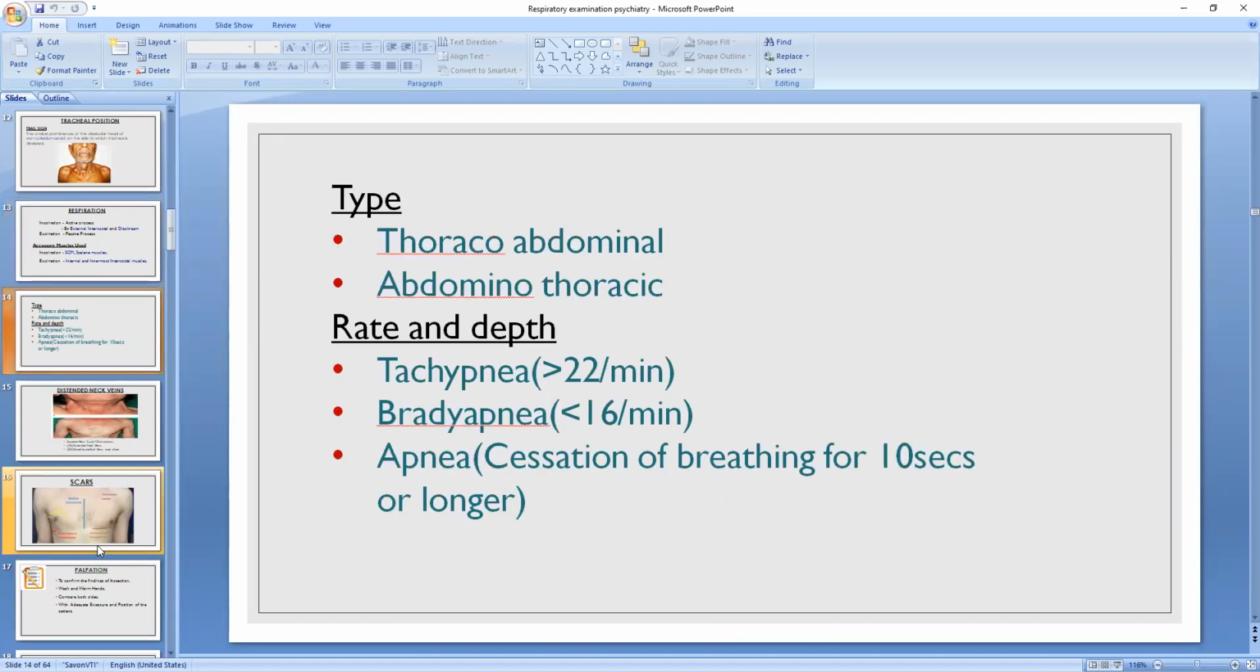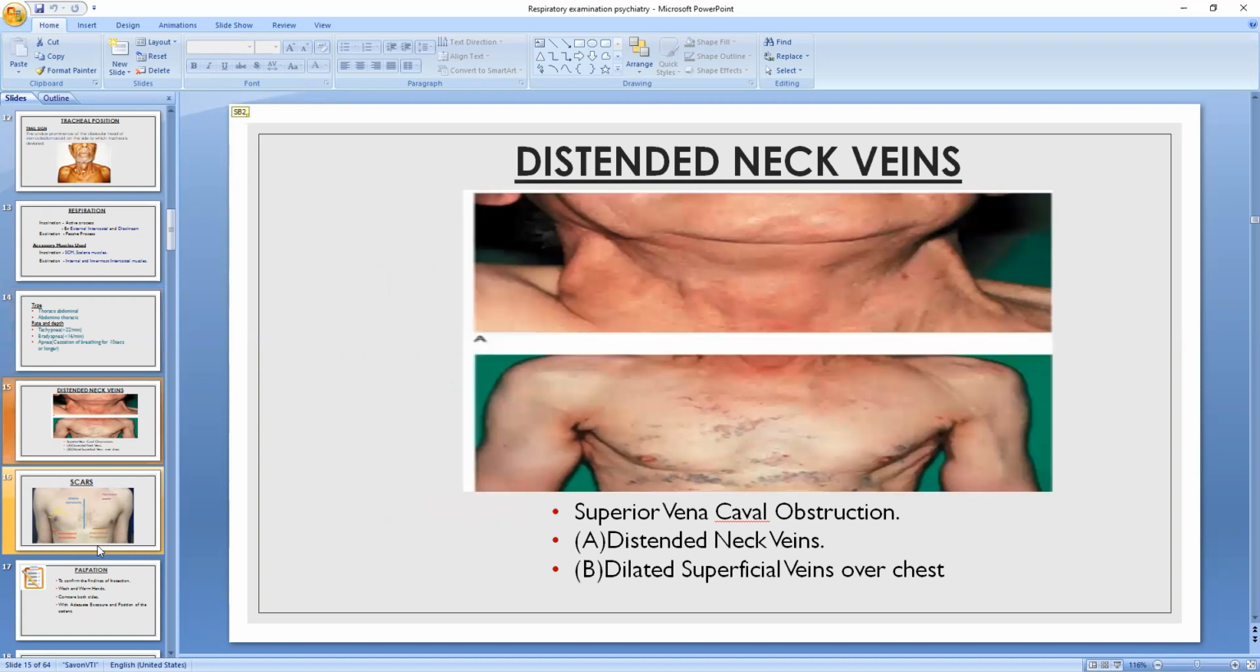Types of respiration normally are thoraco-abdominal and abdominothoracic. On the basis of rate, there is tachypnea, which is more than 22 breaths per minute, and bradypnea, less than 16 breaths per minute. Apnea is the cessation of breathing for 10 seconds or longer.